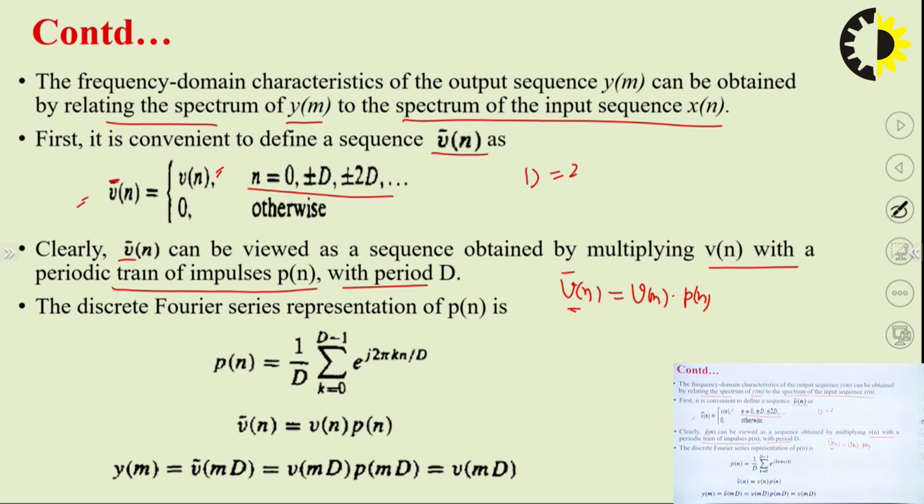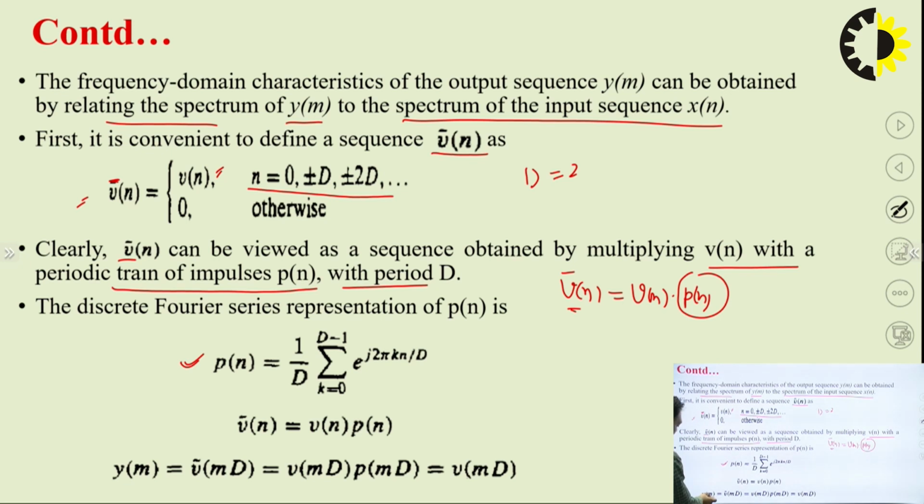Okay, now how can we define this sequence pn? This sequence pn can be described by a Fourier series representation like pn equals 1 upon d, summation k equals 0 to d minus 1, e to the power j 2 pi k n by d. Okay, and v cap n equals vn into pn.